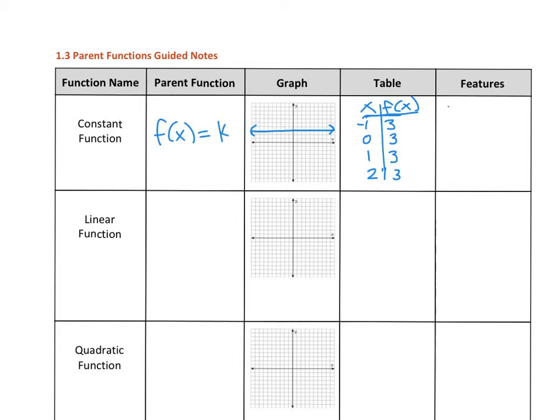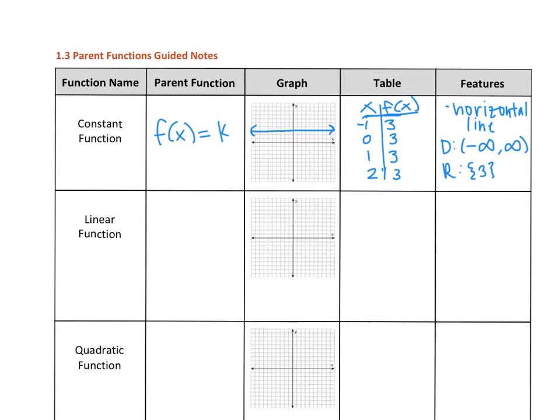Some key features I want you to be aware of: it is going to be a horizontal line. The domain is all real numbers, so that's negative infinity to positive infinity. And the range is, in this case, 3. It's just the constant. I could have made my example f of x equals 7, and then all the outputs would be 7, so the range would be 7. But it's just one value.